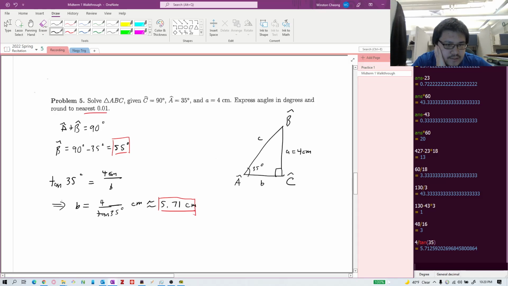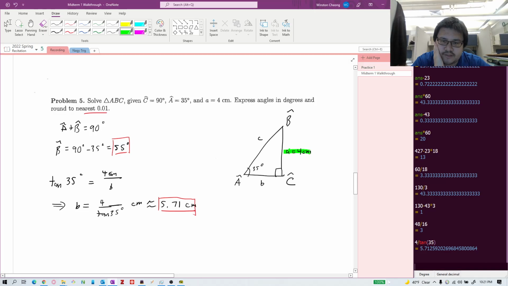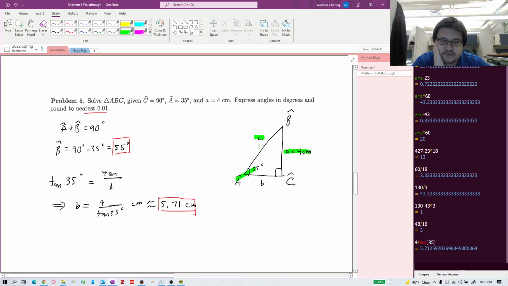And then the last one is we need to figure out C. So let's think about this again. We want to relate the givens to the thing we're solving for. We have this angle, we have the opposite side, and we have the hypotenuse. Opposite, hypotenuse: you should think of sine. So our trig function is going to be sine in this case. So sine of the angle, 35 degrees, is going to be opposite over hypotenuse.